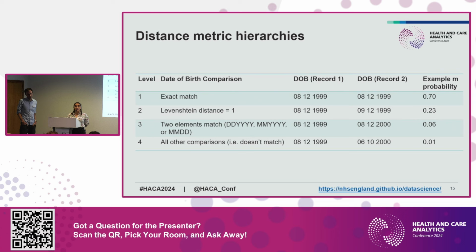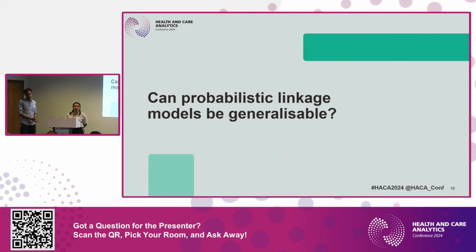You can see an example of how the M values work when you include these distance metric hierarchies here. There's a 70% chance that two people's names match exactly if they are the same person, and a 23% chance that they have a 1 character difference. All of the M values sum to 1, so each level is assuming that the level above it doesn't happen. All of this background on probabilistic linkage leads us to be able to answer the question: can probabilistic linkage models be generalizable? We've run some experiments that Johnny will take you through.